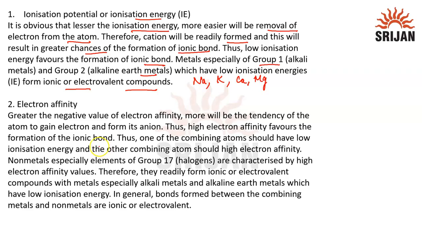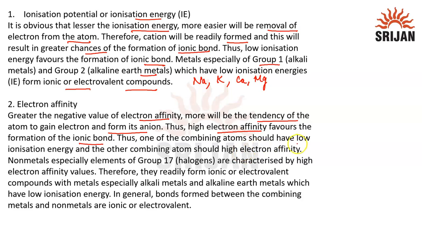Now the second factor is electron affinity. Electron affinity means the tendency of an element to attract the electrons towards itself, or here we can say the greater the negative value of electron affinity, the more will be the tendency of the atom to gain electron and form its anion. Because when an electron is added to an atom, energy is released, and when energy is released, we take it as negative. So if more energy is released, it means greater the negative value, so more will be the tendency of an atom to gain electron. So we can say high electron affinity favors the formation of ionic bond.